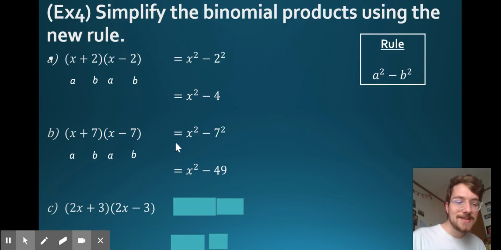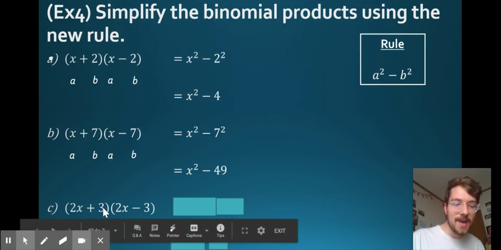Anyways, okay. So I got my two terms, 2x and 3. One of them is being added, one of them is being subtracted.